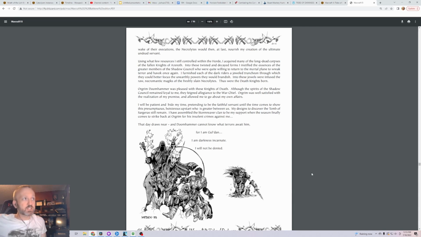Using what few resources I still controlled within the Horde, I acquired many of the long-dead corpses of the fallen Knights of Azeroth. From these twisted and decayed forms, I instilled the essences of the greater members of the Shadow Council, who were quite willing to return to the mortal plane to wreak terror and havoc once again. I furnished each of the Dark Riders a jeweled truncheon through which they could better focus the unearthly powers they would brandish. Into these jewels were infused the raw necromantic magics of the freshly slain Necrolites. That's why we don't have those. Thus were the Death Knights born.